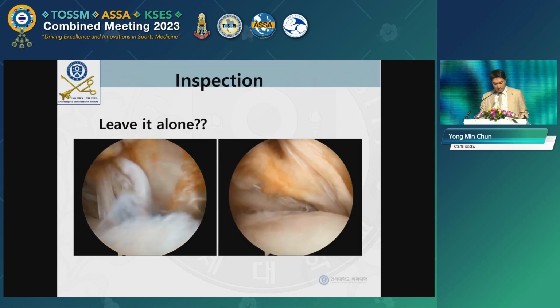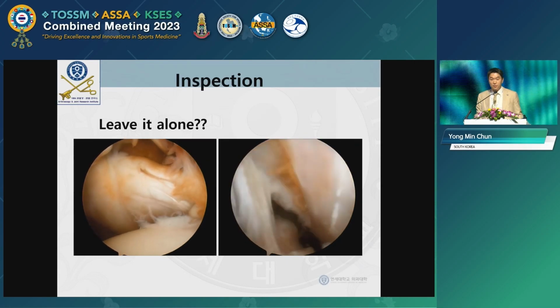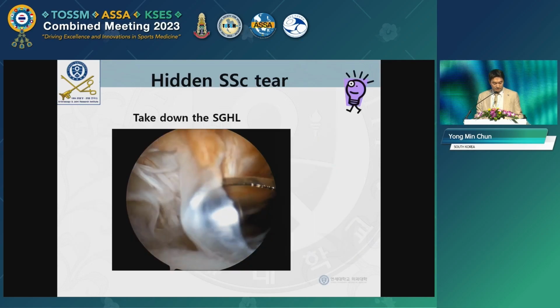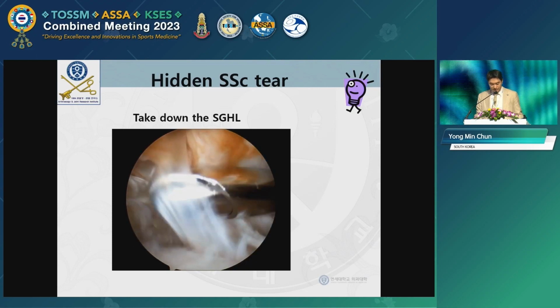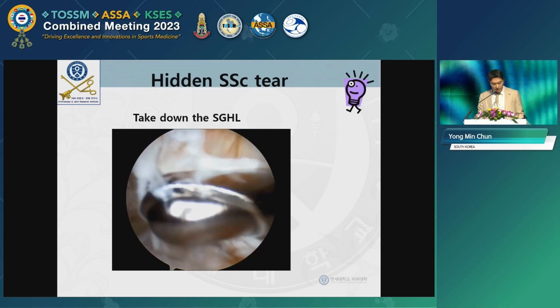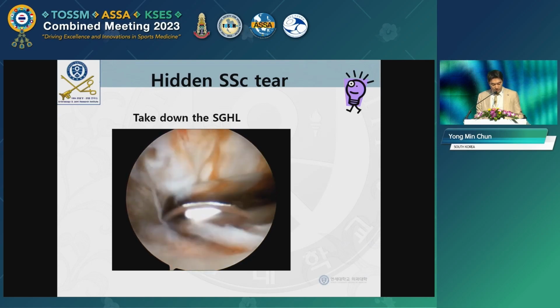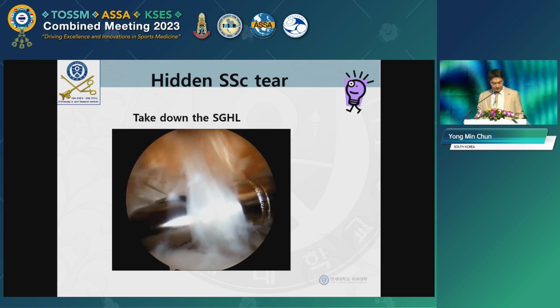You see there is an exposed footprint, although it is hidden by the superior glenohumeral ligament. So I take down the superior glenohumeral ligament. It's not a subscap tendon, just the superior glenohumeral ligament, and then you will see the bare footprint of the subscapular tendon like this.